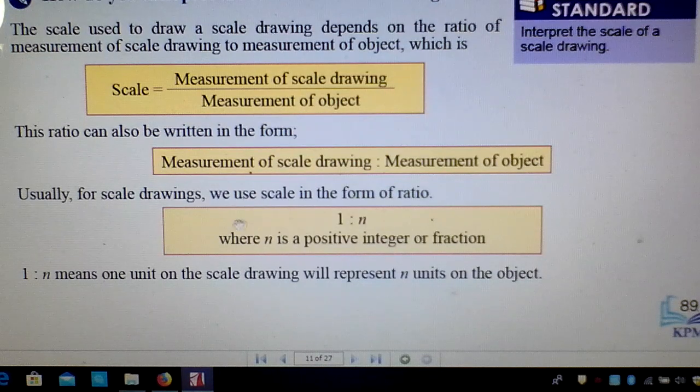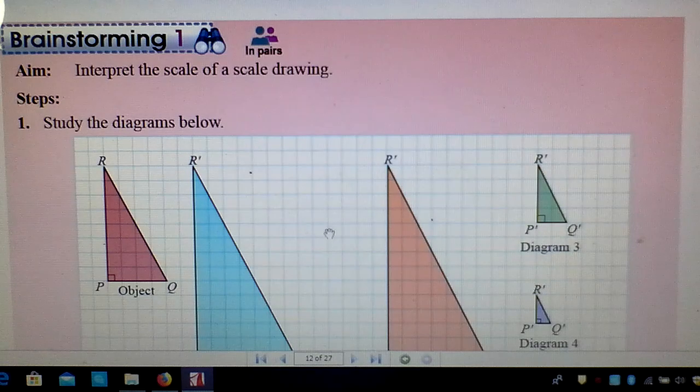Actually, for scale drawing, we use the scale in the form of a ratio, meaning 1 unit of scale drawing is equivalent to n units of the actual measurement, where n is a positive integer or fraction. Okay, this one you can just look at by yourself, interpret the scale of the scale drawing.